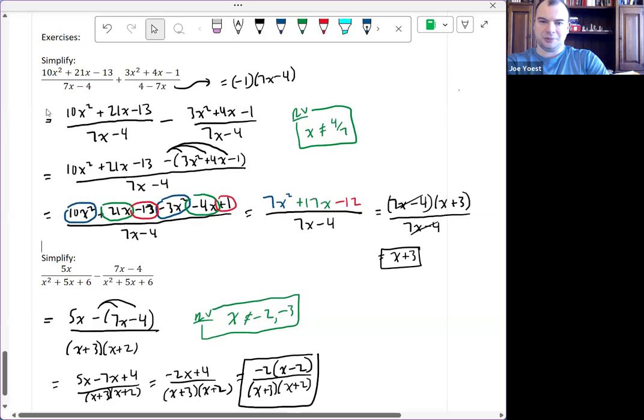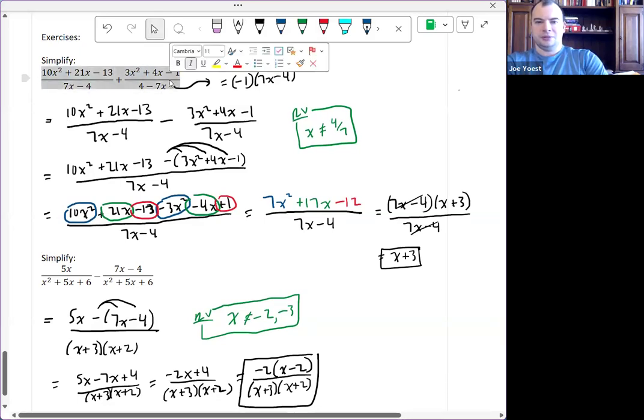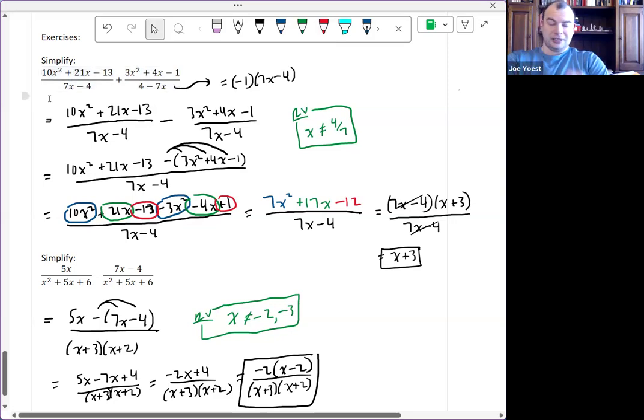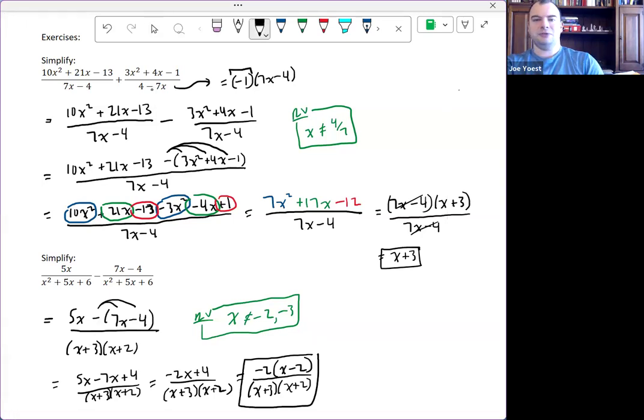Okay, so it's about 6 minutes. Let's take a look at these two. So the first one, again, we note that the denominators can be made into like denominators by just noticing that 4 minus 7x is -1 times 7x minus 4.